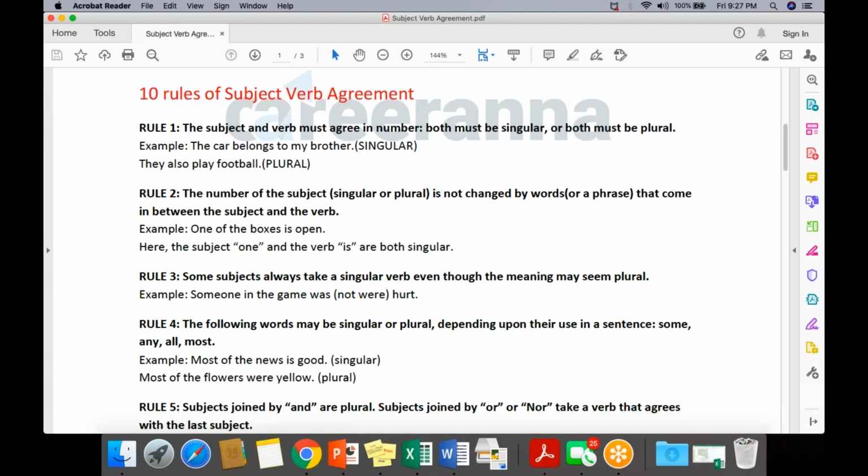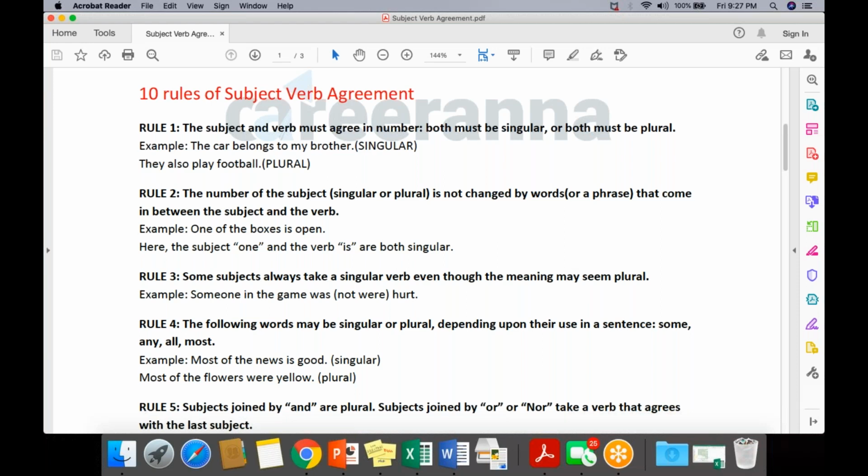I will say the car belongs to my brother. I will not say the car belonged to my brother. They also play football. I won't say they also plays football. So they and play need to be in coordination. The car and belongs need to be in coordination, right? So rule number one of subject verb agreement is very basic. We all have studied it in school, that the count of my subject and the count of my verb should be in coordination.